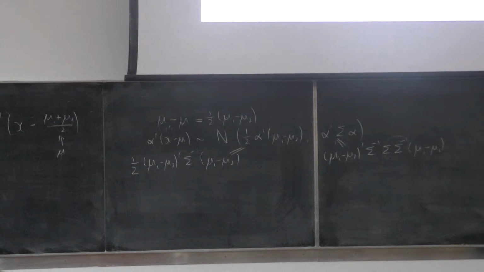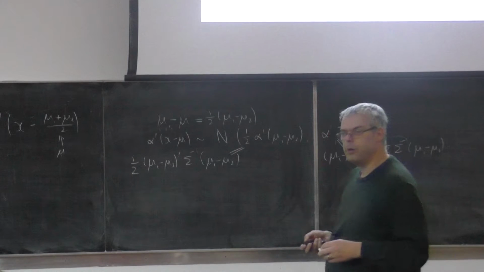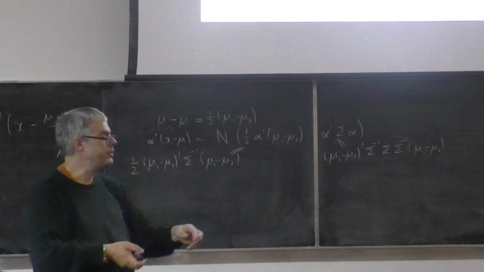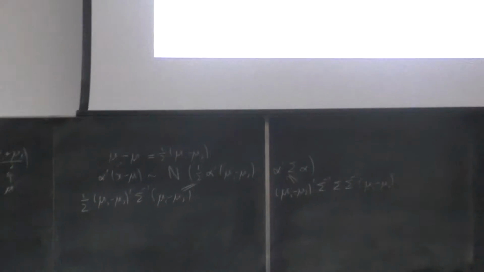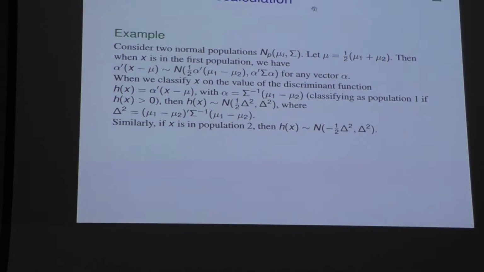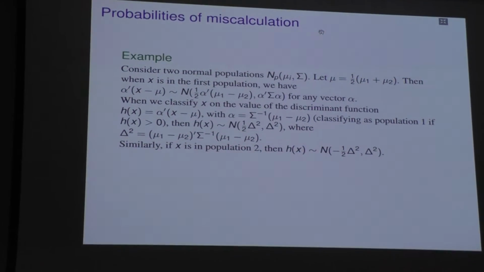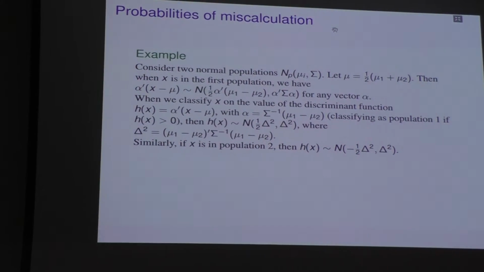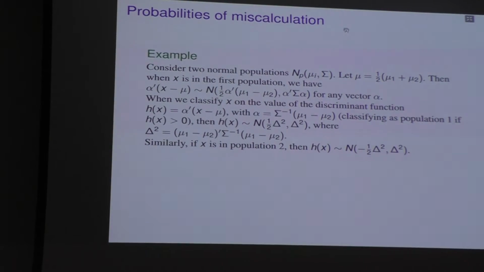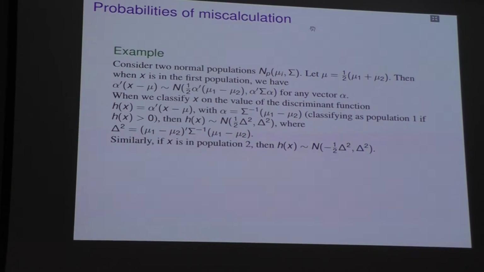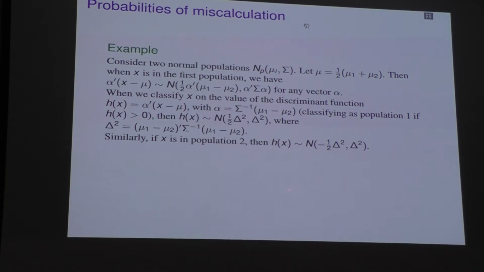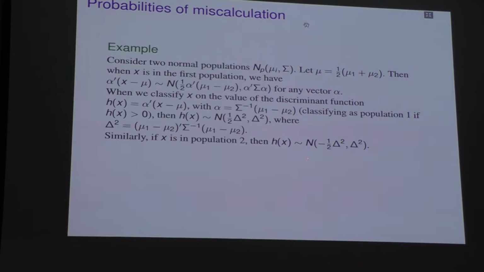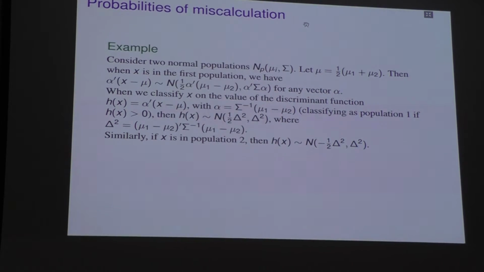And in exactly the same way, if we assumed that x was in population 2, we'd do exactly the same calculation, except now that x has mean mu2, we would expect that x minus mu would have for mean mu2 minus this, which would be a half of mu2 minus mu1, and everything would just get an extra minus sign when we're looking at the mean. So the discriminant function would be univariate normal with mean minus a half delta squared and variance delta squared.